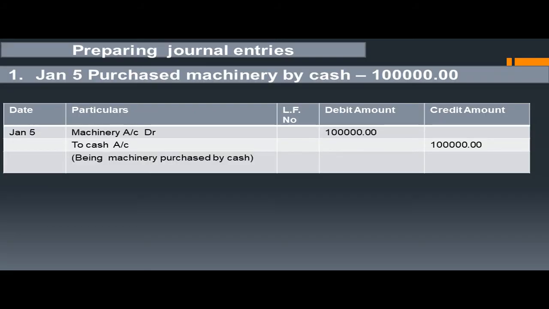The next transaction is purchased machinery by cash, 1 lakh rupees. Now the journal entry would be machinery account debit to cash account. The narration here is machinery purchased by cash. As usual, in the date column we have to mention the transaction date, in the debit column the debit amount, and in the credit column the credit amount. Always the debit amount and credit amount should match with each other.